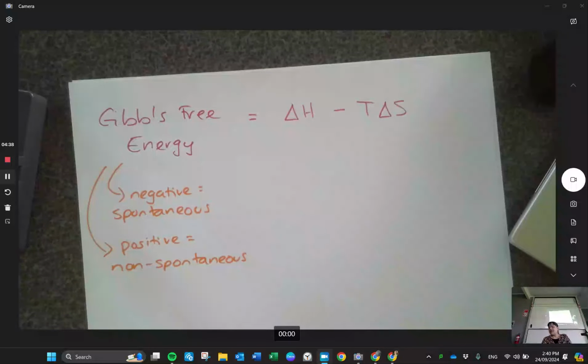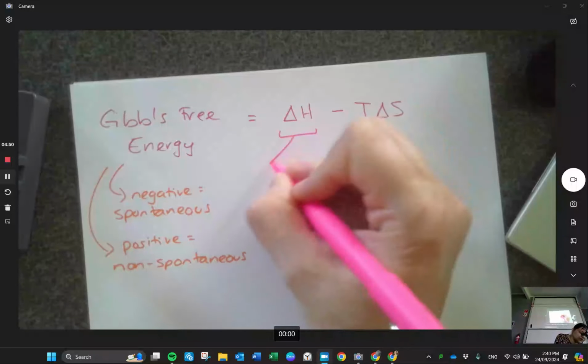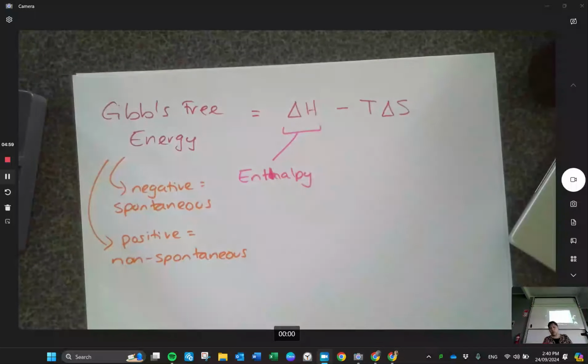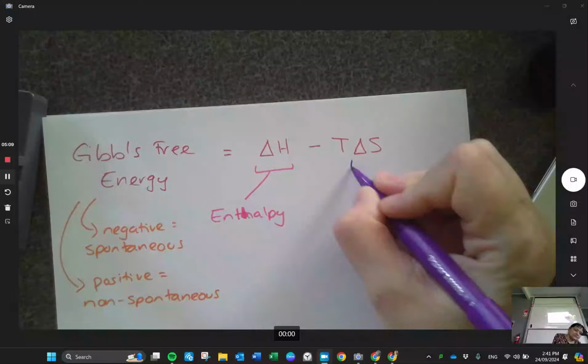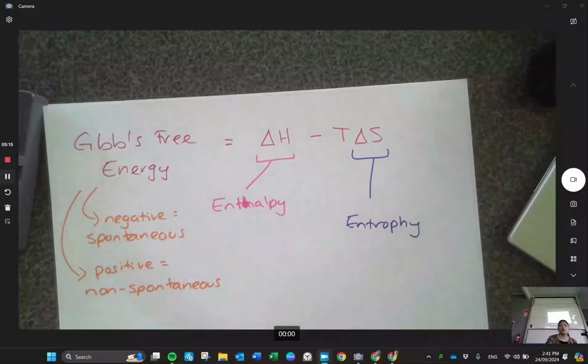Okay. The next thing is, when we're trying to calculate Gibbs free energy, we're looking at two factors. The first factor is enthalpy, which decides if it's endothermic or exothermic, which is our delta H. That one you've already seen before. Now, the new thing that we haven't talked about is what this delta S is. This delta S is referring to entropy. It sounds very similar as a word, but very, very different. Entropy. When we are talking about entropy, we are talking about the amount of disorder.